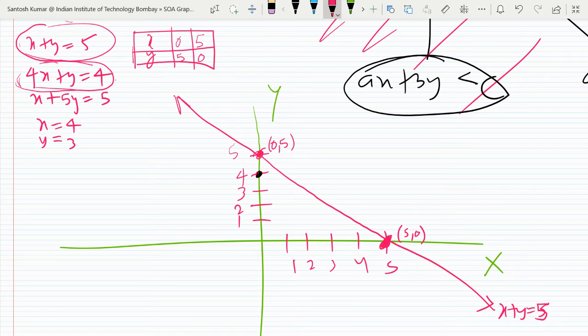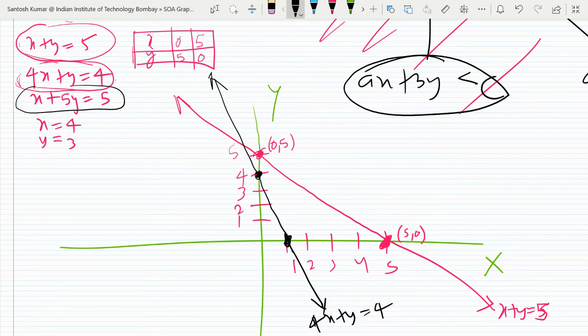Sir, 1, 0 and 0, 4. Yes, 1, 0 and 0, 4. So y is 0, x is 1. Yes, y is 0, x is 1, correct. And x is 0, y is 4. So 1, 0 and 0, 4, you join it. So it is this. The name of this line is 4x plus y equal to 4.